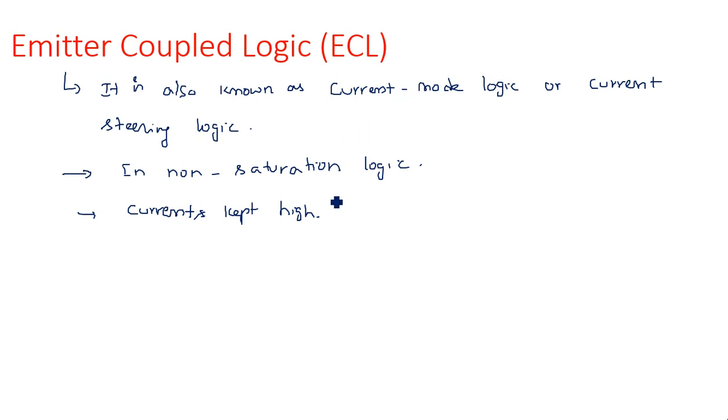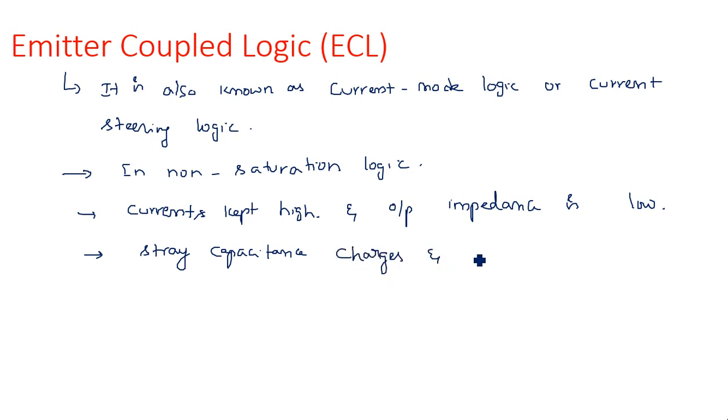And the output impedance is low, and the stray capacitance can be quickly charged and discharged. Stray capacitance is not a physical capacitance. We are not connecting any capacitor in the circuit, but due to contacts we will have some capacitance. That existing capacitance is known as stray capacitance. We choose contact wires, like metal or copper wire, that have low capacitance so that it can charge and discharge very quickly.